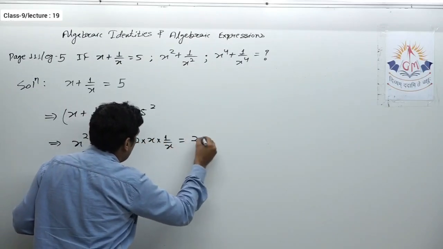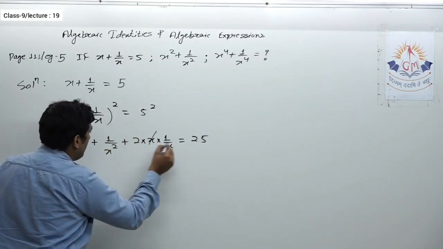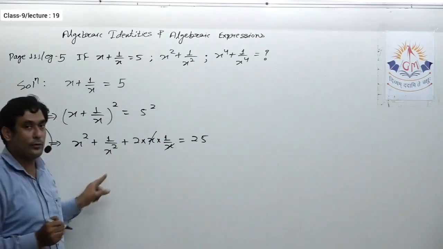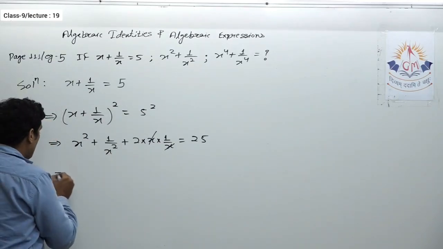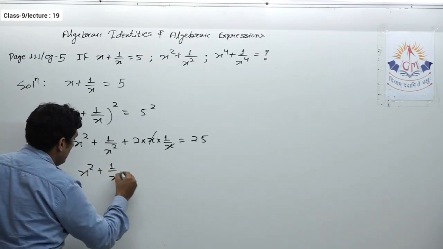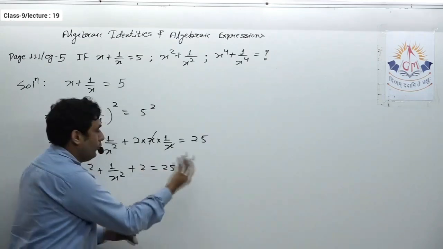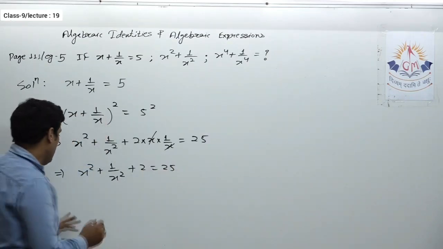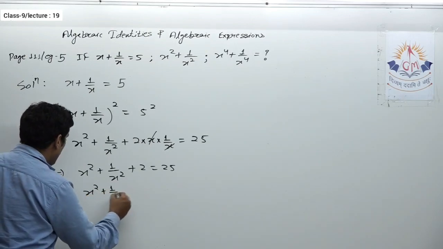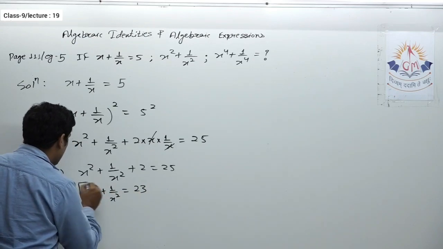Now 5 square is 25. Now this x and x I can cancel, and actually I need x square plus 1 upon x square. So almost I got my answer, plus 2 is equal to 25. Now I take 2 to the other side, and I will get the required answer. So x square plus 1 upon x square is equal to 23. So this is my answer.